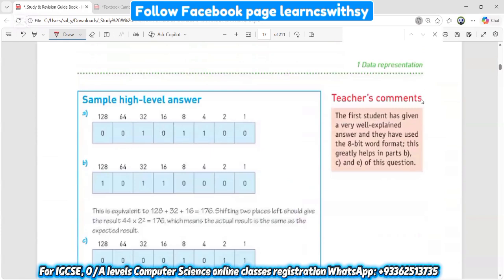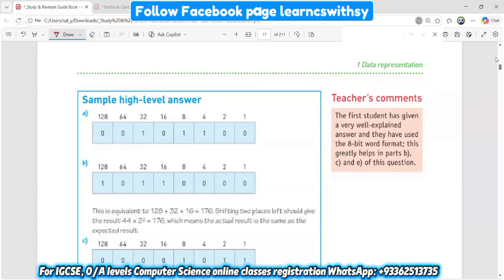And the reason: you can see the first student has explained very well, and they've used the 8-bit binary format, the 8-bit word format, and they are doing everything in a proper manner. So they've taken the answer script answers from the student's question, and they are mentioning these as the high level answers, because of what the student has done, as you can see for yourself. And we really want all of us to follow the same high level answer pattern, so we are always gaining very good marks. I hope there's no confusion.